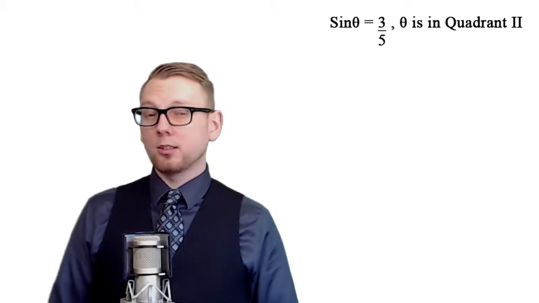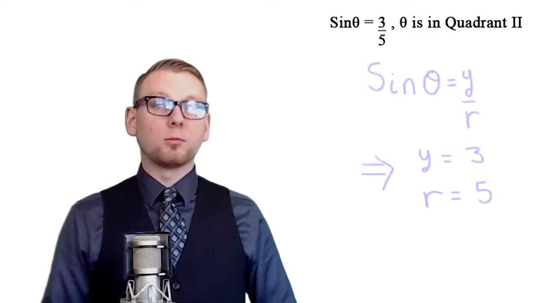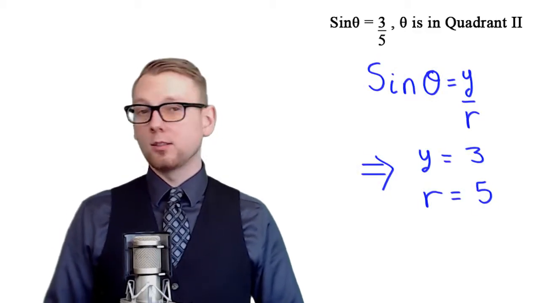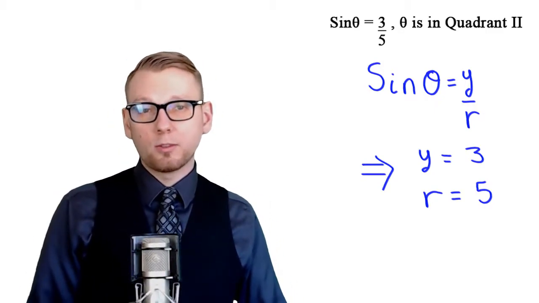Our last example is about finding the remaining trig ratios, given that we know one of them, and we know which quadrants it's in. Okay, we're given that sine theta is equal to 3 over 5, and that it lies in quadrant 2. We learned from before that sine theta is y over r, so y is 3 and r is 5. So let's use Pythagorean theorem to find x.